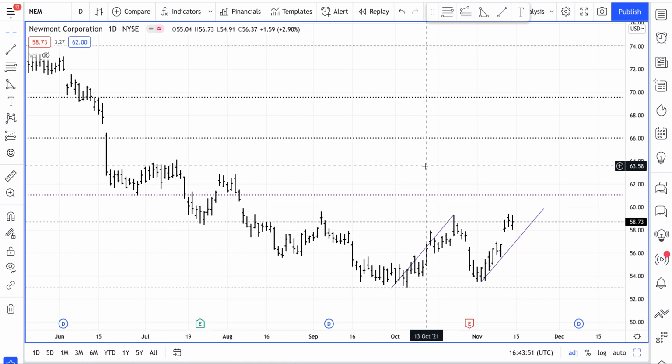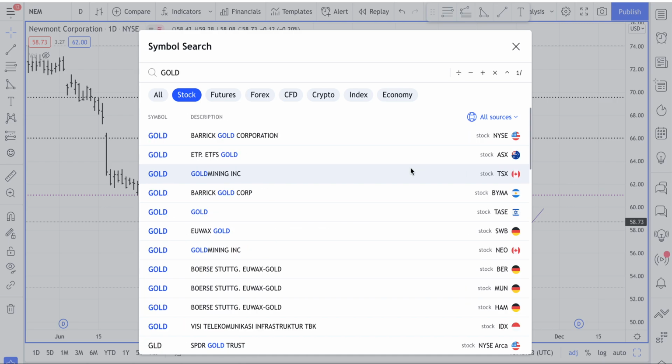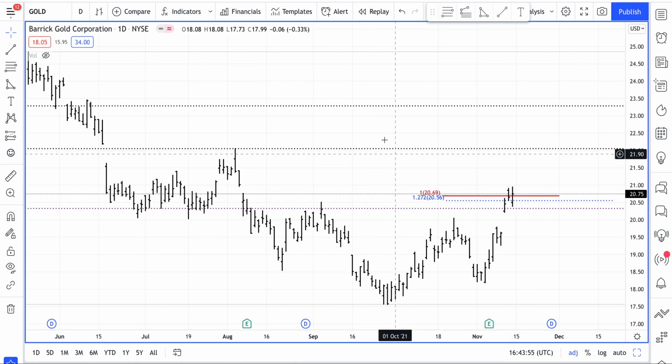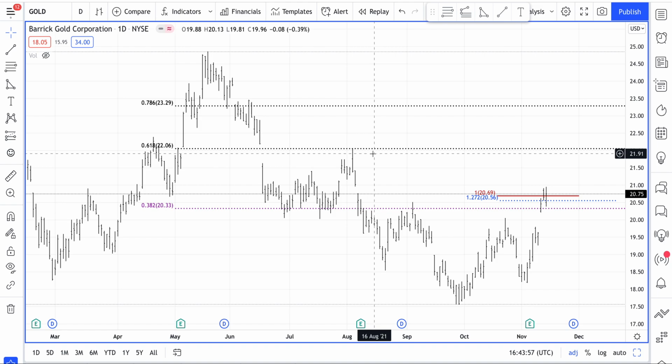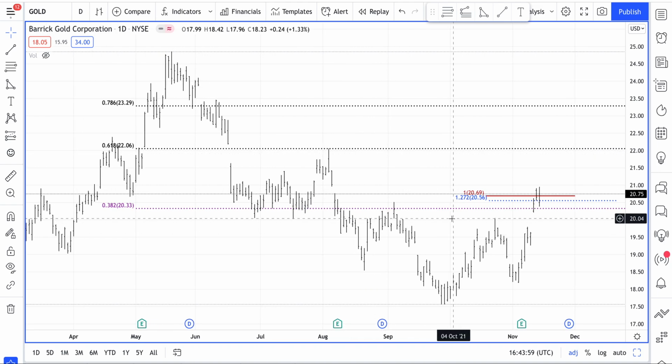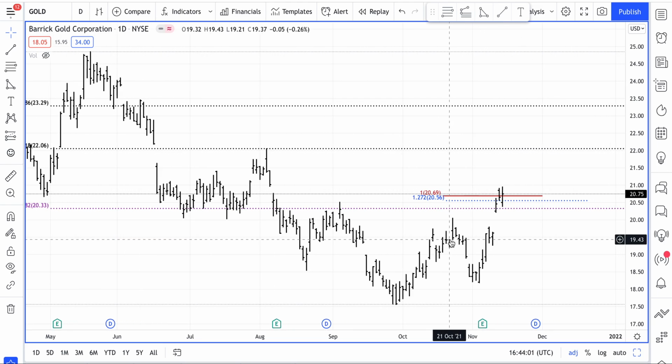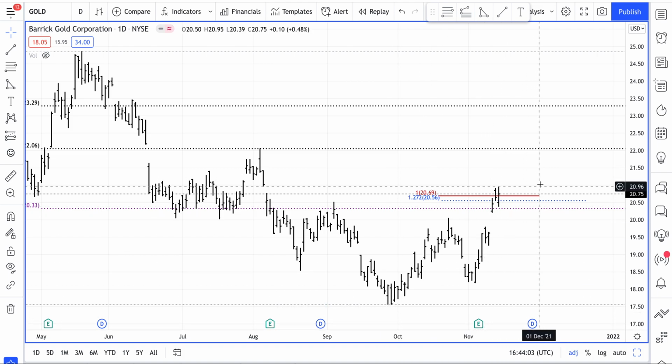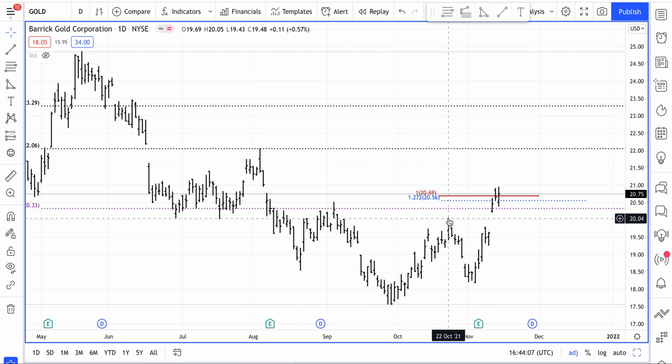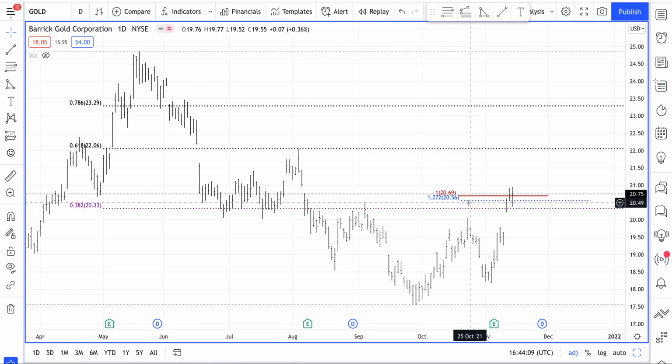If we look at Barrick, it has a stronger pattern in the sense that it took this swing high out with conviction, and it has already done an ABCD structure, also a 1.27 expansion of this swing, and it's gone above the 38.2% retracement level, which is a good sign, also taking this swing high out.